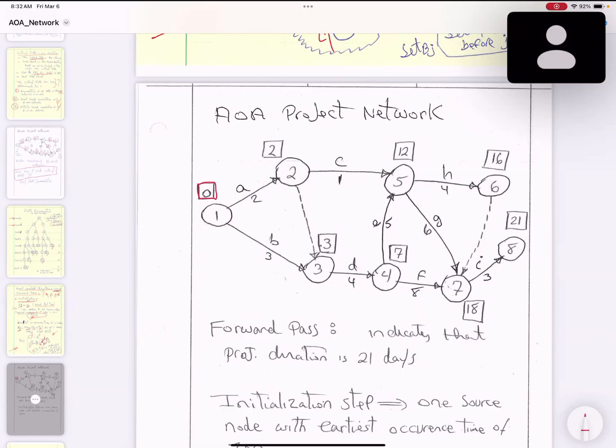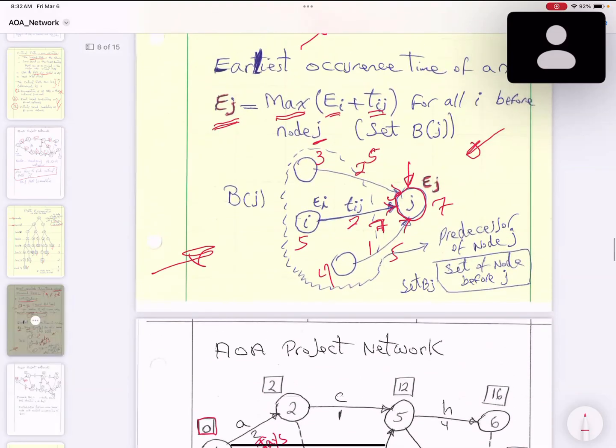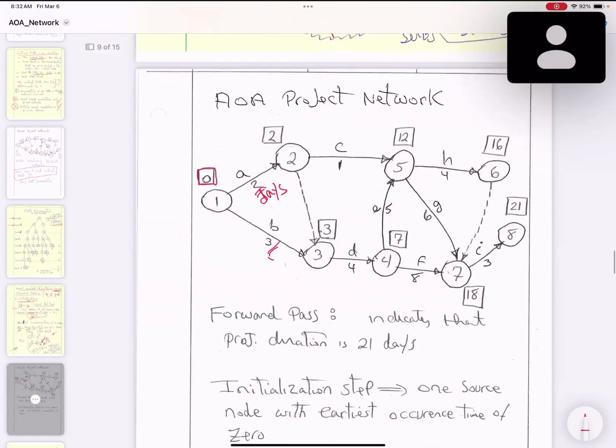Which node is the next node? Node number 2. How early can you start activity 2? This activity takes 2 days. Based on this formula, E sub j is equal to the maximum of E sub i plus T sub ij. So you come here and see how many arcs are coming to node number 2. There's only one, so you have no choice. You say 0 plus 2 is equal to 2, so you put 2 over here.